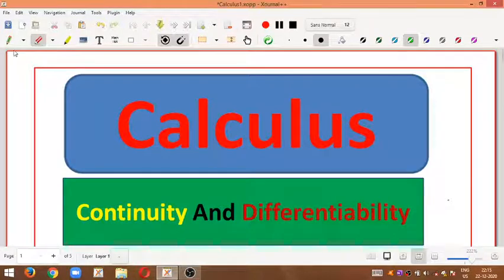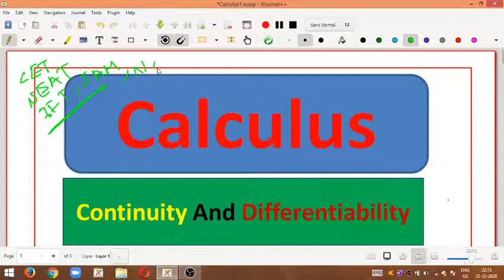class 12th, for NEET, CET, NEET exam, next, IIT exam. For all these competitive level examinations, as well as the SET exam also, this calculus part is very important. It starts in class 12th also, so that's why it is very important for all those competitive level examinations. This is a huge chapter. Now we want to discuss this chapter, calculus.